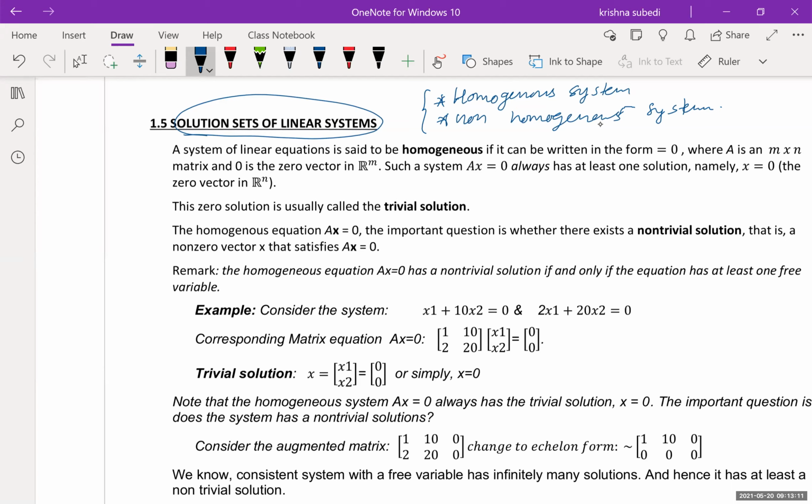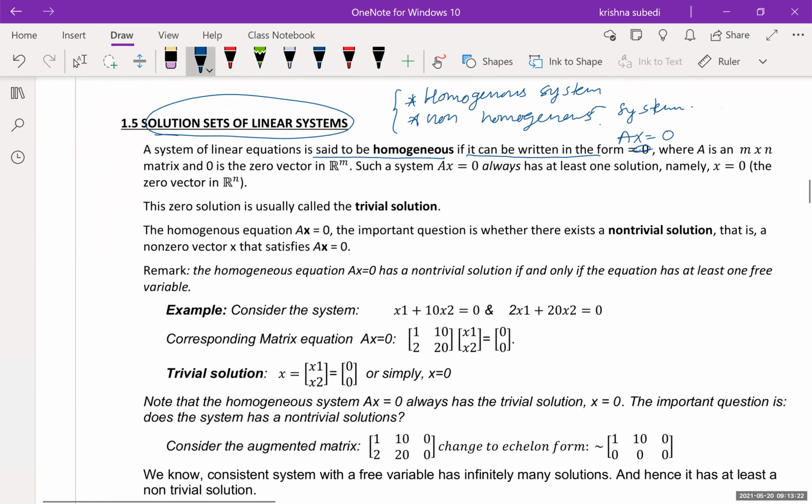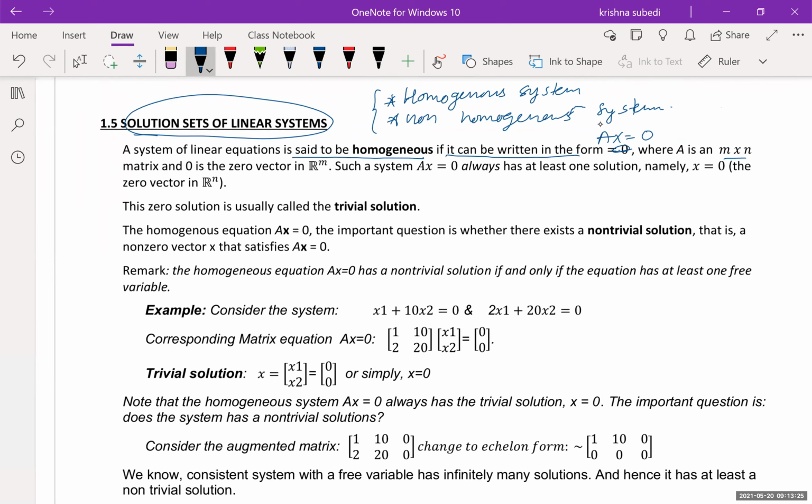All right, a system of linear equations is said to be homogeneous if it can be written in the form, this is actually a typo, it is AX equals 0, where A is an m by n matrix and 0 is the 0 vector in Rm. Such a system, AX equals 0, always has at least one solution, and that solution is x equals 0. So it is guaranteed that the homogeneous system will always have at least one solution, 0. This kind of solution is called the trivial solution.